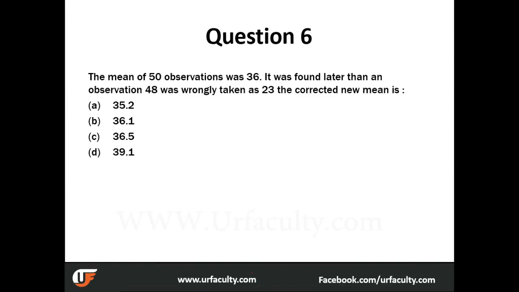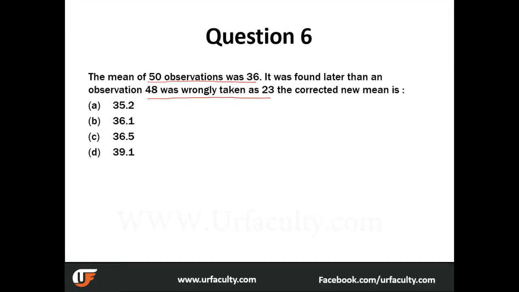Moving on to the next question. The mean of 50 observations was 36. It was found later that an observation 48 was wrongly recorded as 23. The corrected new mean is a very simple question if you just apply the basic concepts of average.